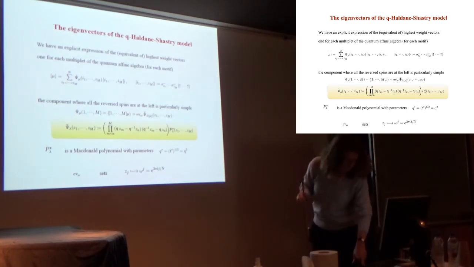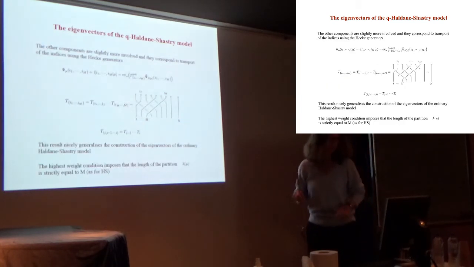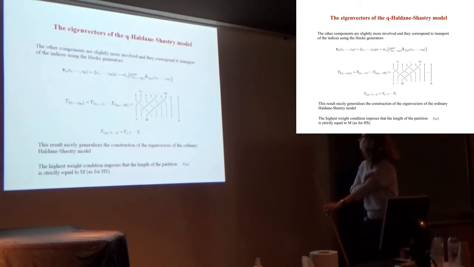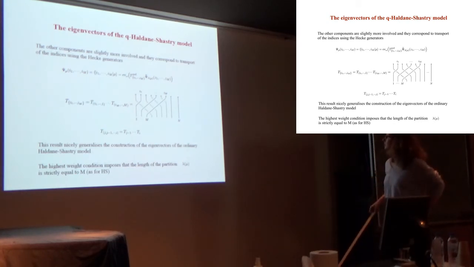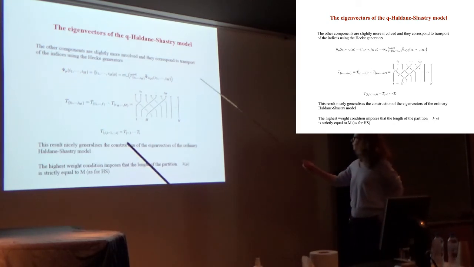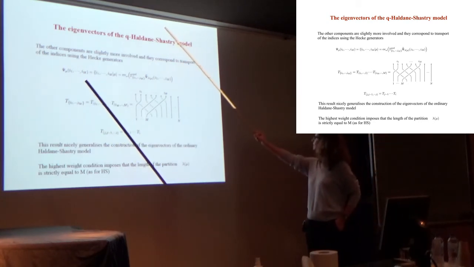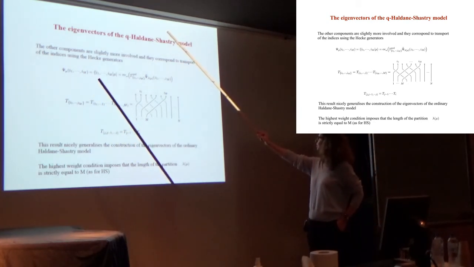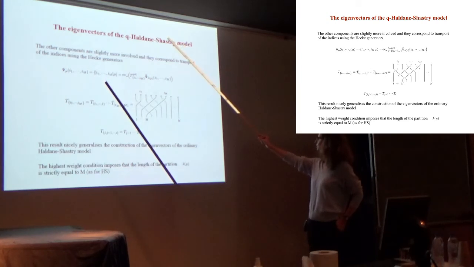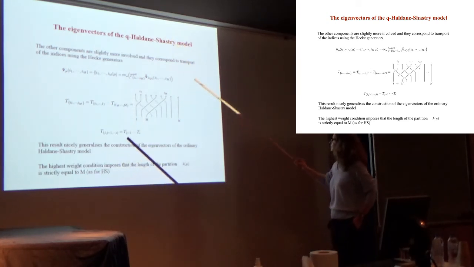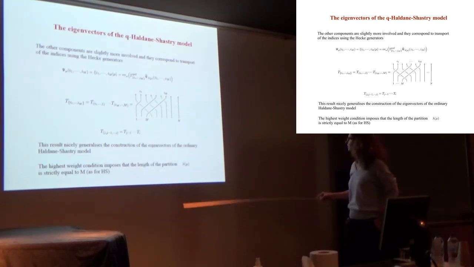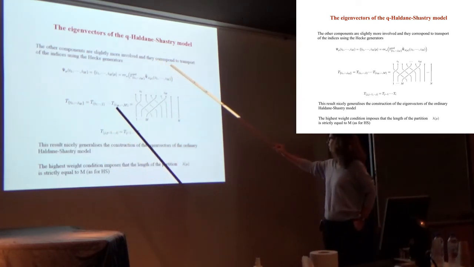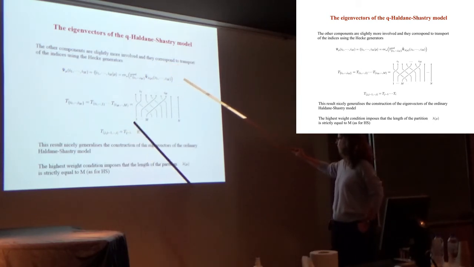So one can use the properties of this space of eigenfunctions to get all the other components by transporting all the spins from the positions 1 to m to the positions i1 to im, and this can be done by using combinations of Hecke operators.